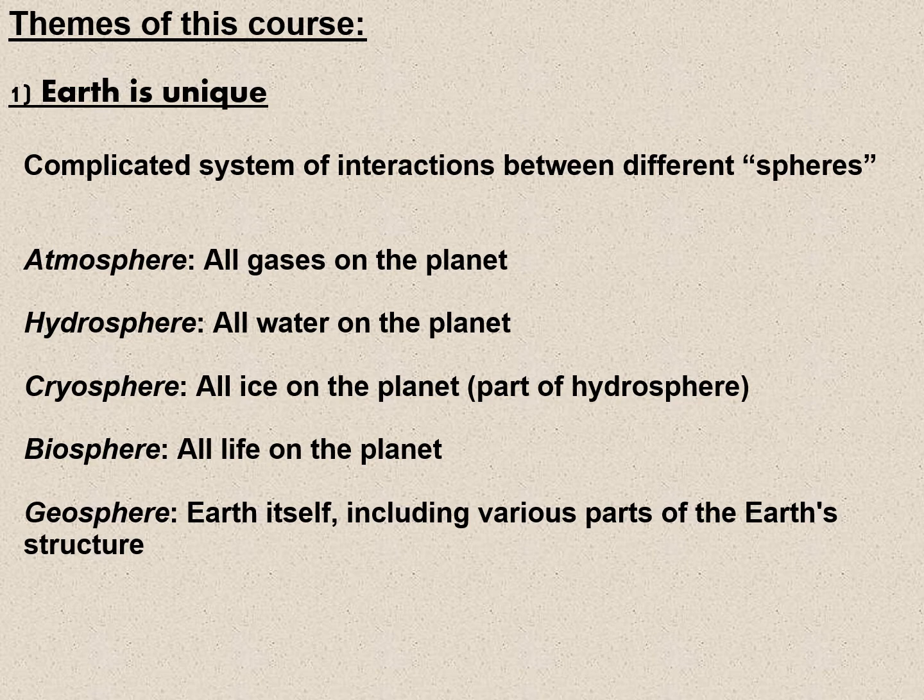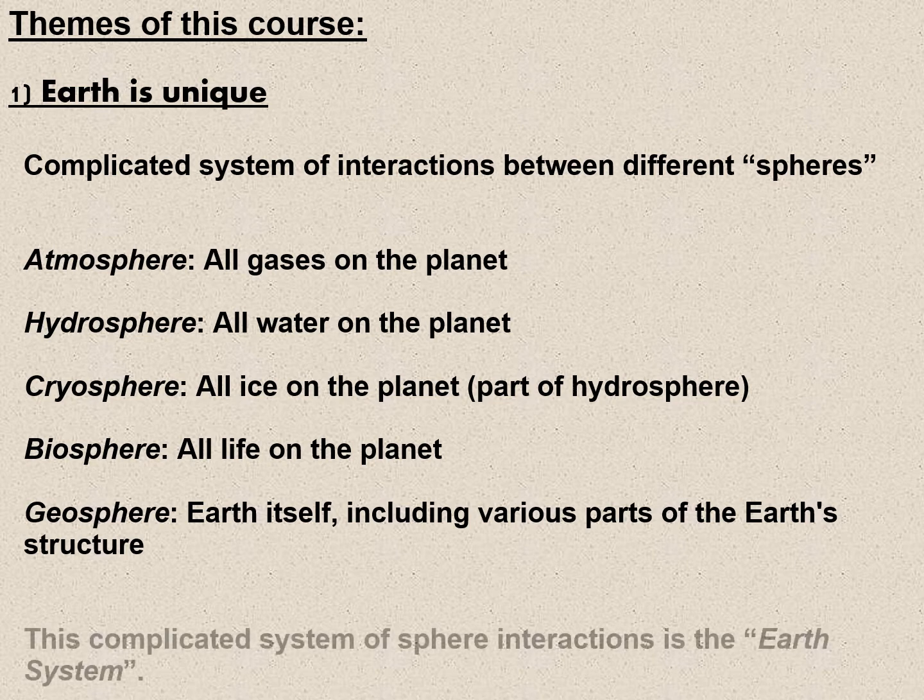Okay. Now, the interaction that we have among all of these spheres, the life, the earth, the ice, the water, and the gas, we call the Earth system. And this is what makes Earth unique. We are the only planet that we know of that has a complicated interaction at any given time between gas, between water, possibly ice, between life, and between the Earth itself.